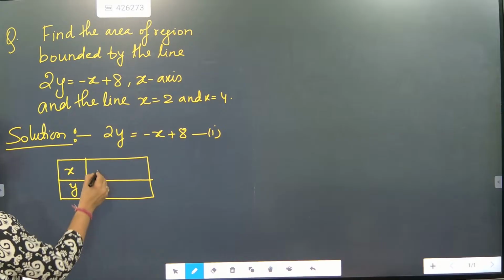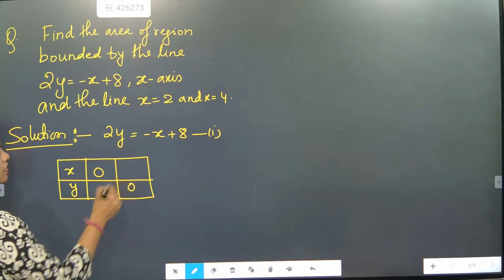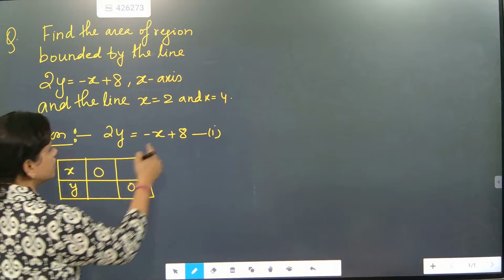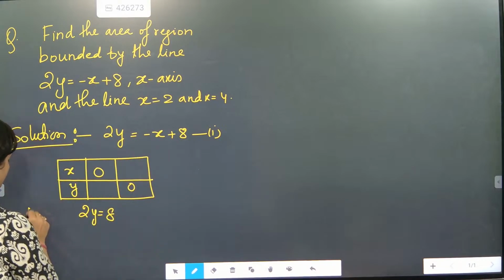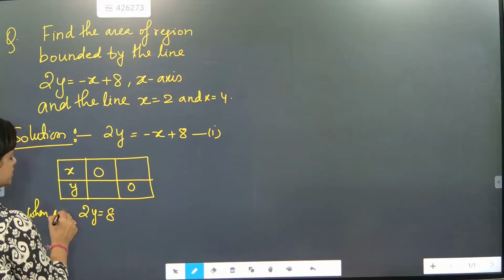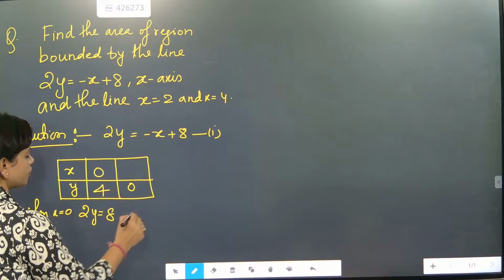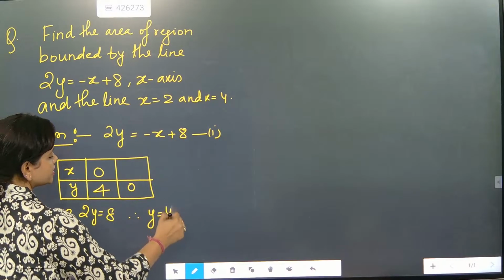This is x and this is y. One time you take x is equal to 0, one time you take y is equal to 0. When x is equal to 0, what will come? 2y is equal to 8. So y is coming as 4.